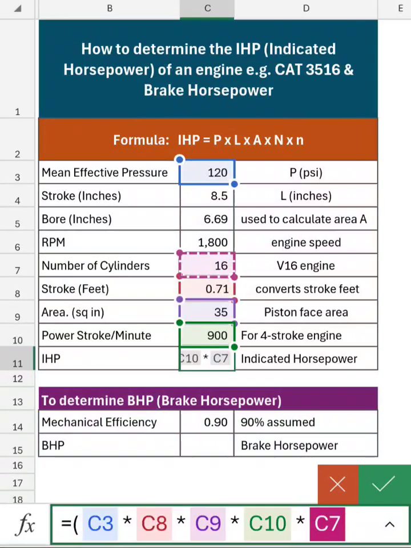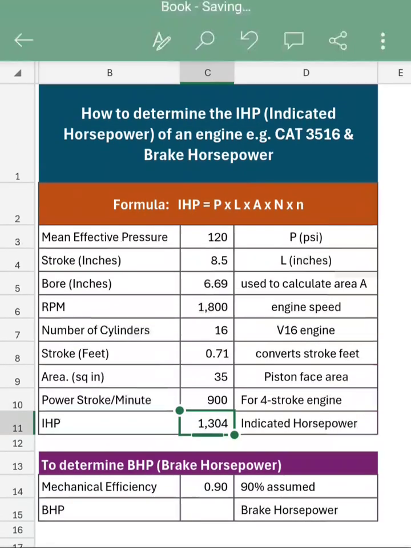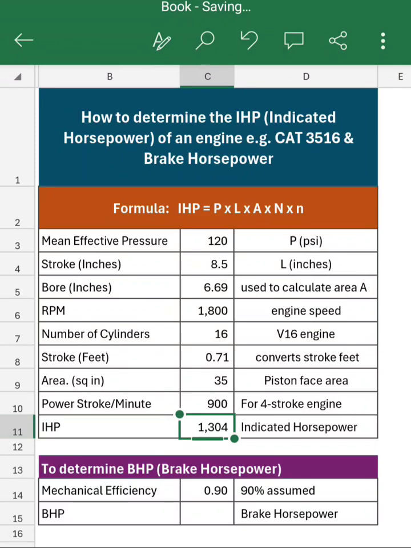So I'm going to close it, and then I'm going to divide that by 33,000. So what is 33,000? That is 33,000 foot-pound force per minute, which also equals 1 horsepower. Okay, so what we got here is 1,304 IHP.